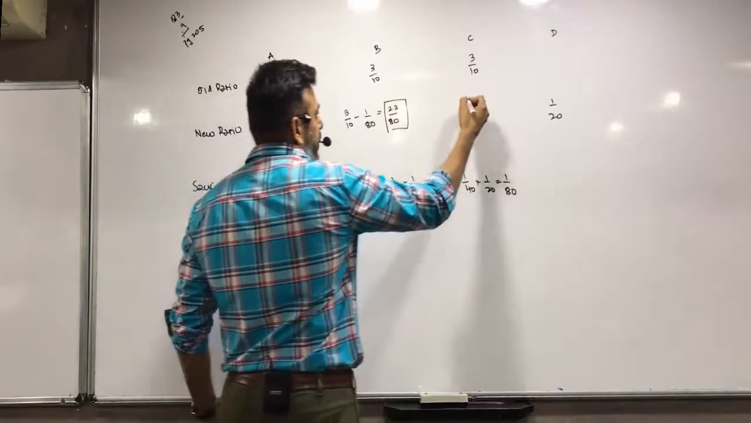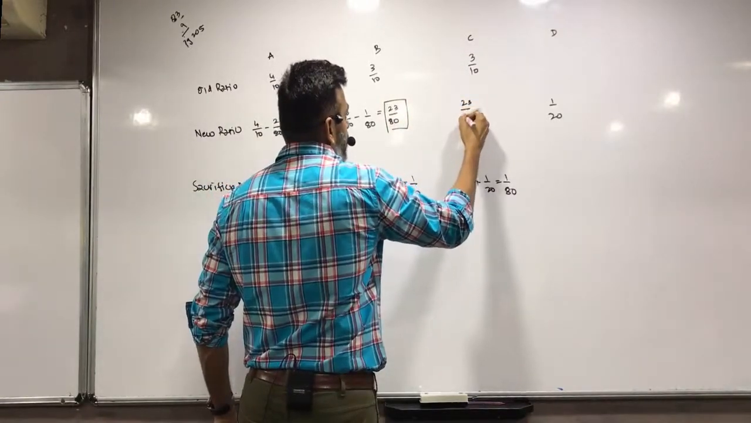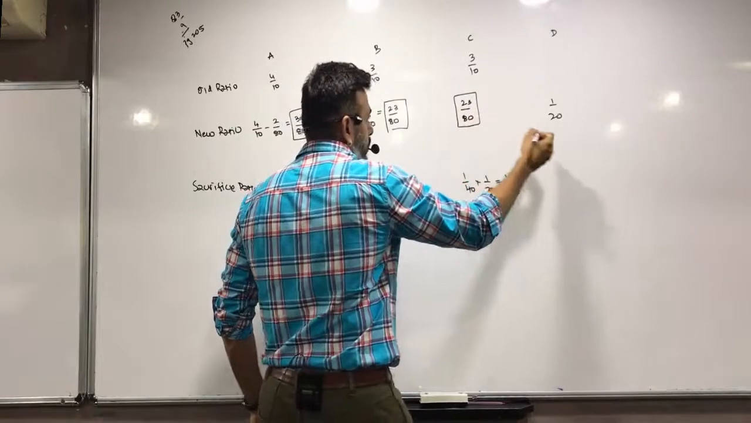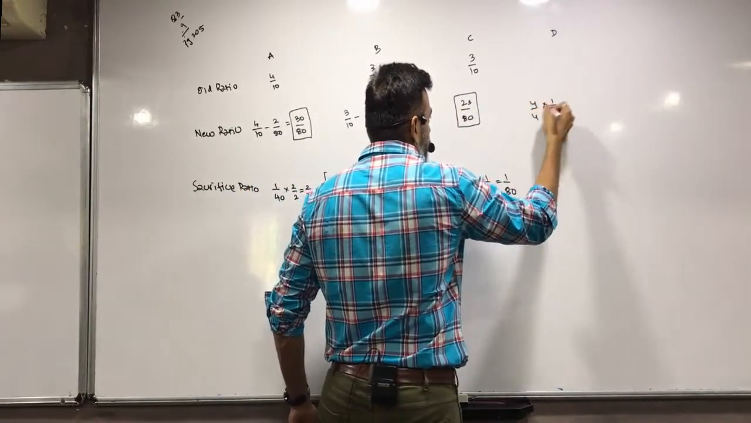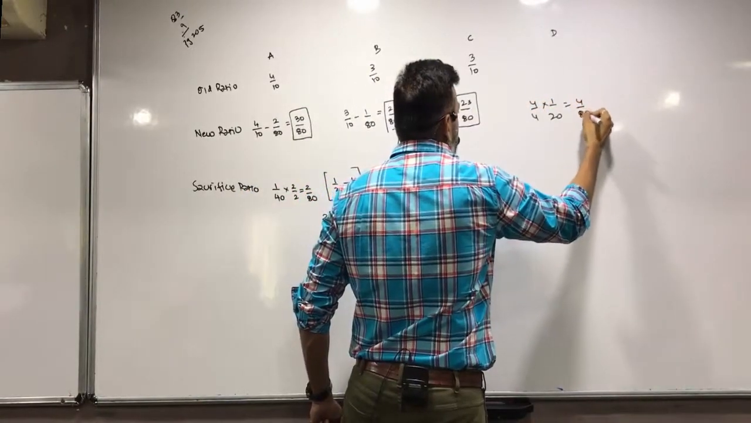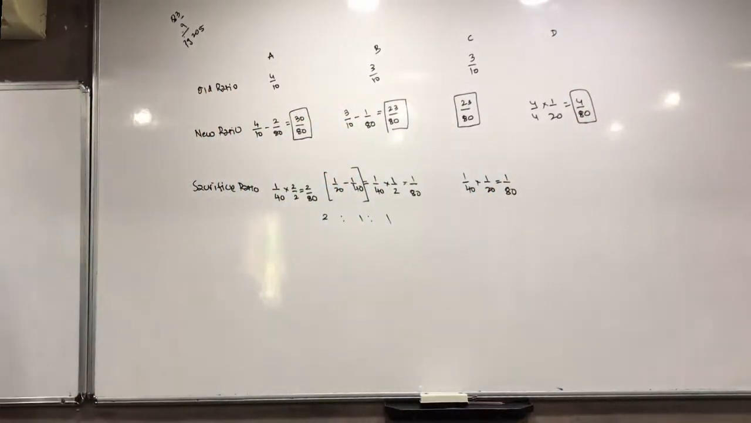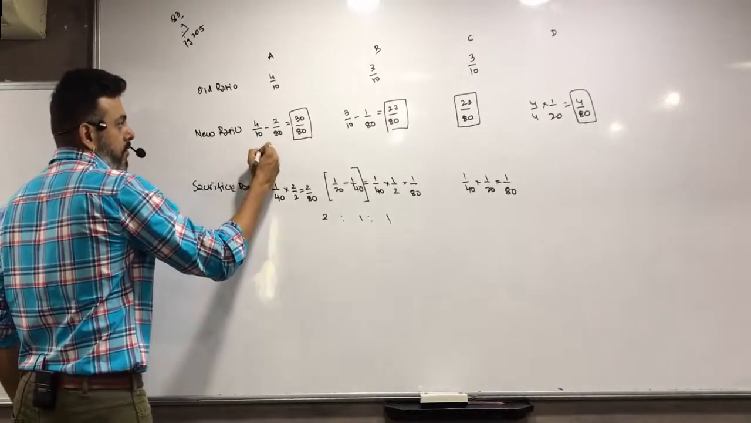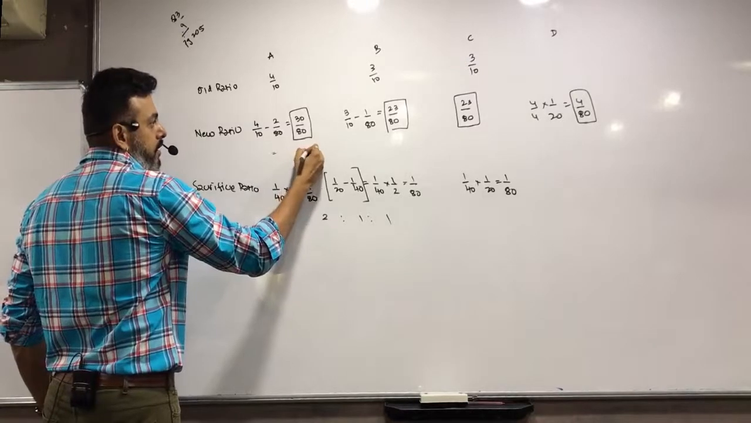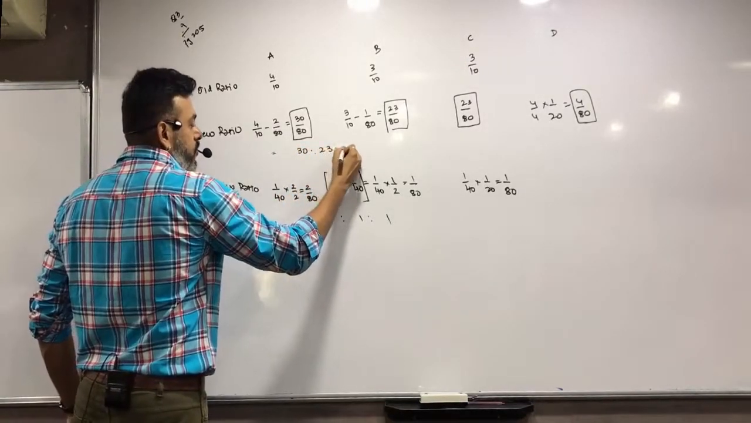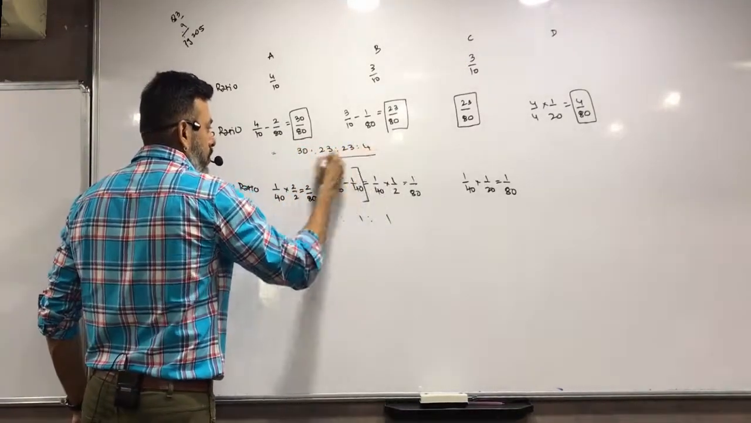Again, this will also remain the same, 23 by 80, and this will be 4 by 80. 30, 23, 23, 4. New ratio, 30 is to 23 is to 23 is to 4.